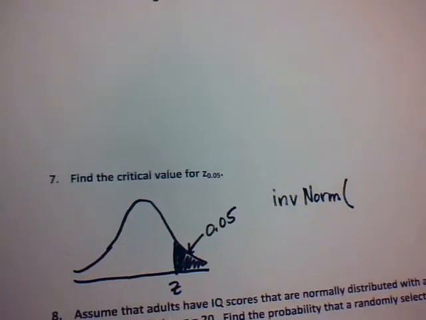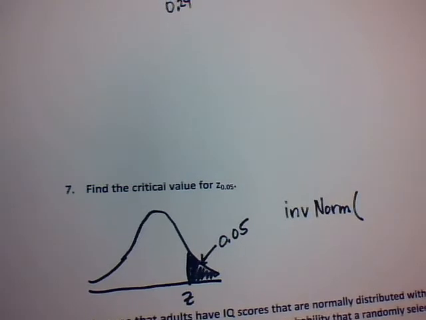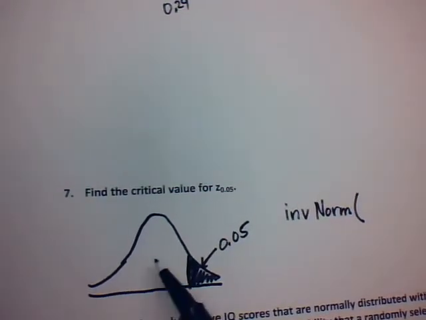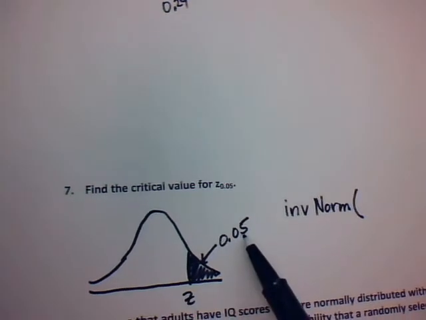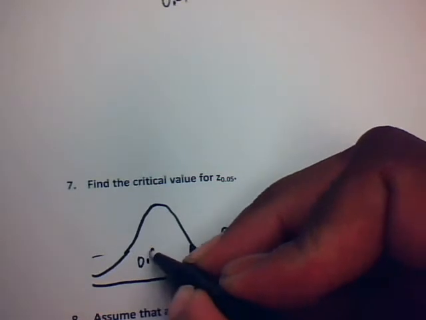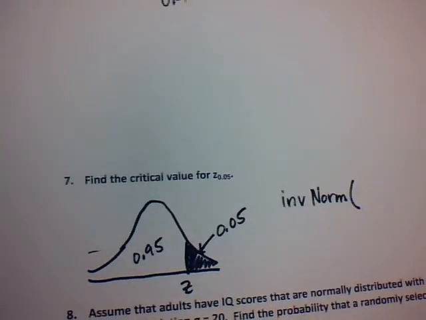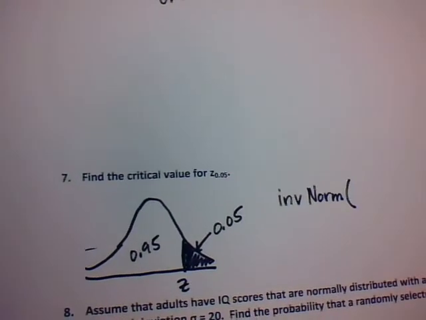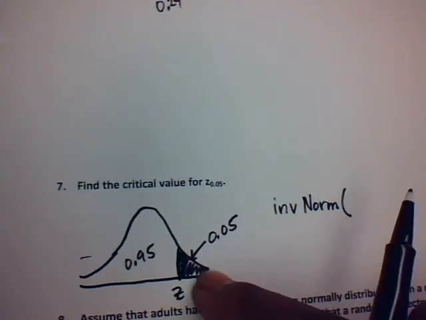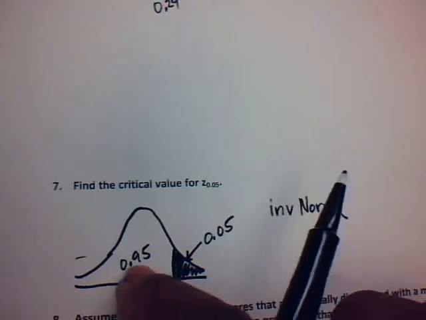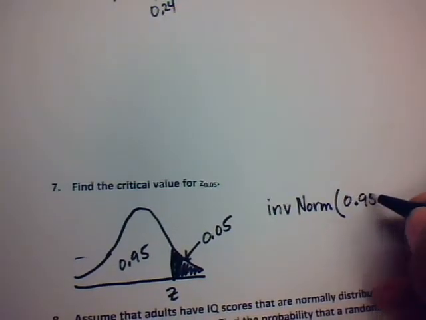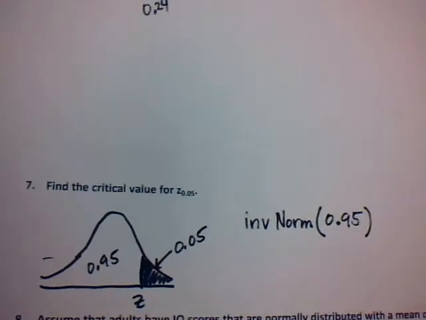And now, if we're going to use the inverse norm, we need to know what the area is from the left-hand side. So if this is 0.05, the area to the left of that will have to be 0.95, because the area underneath the curve is 1. So if we know the area to the right is 0.05, then the area to the left would be 0.95. And that's the only thing we have to enter in the calculator.